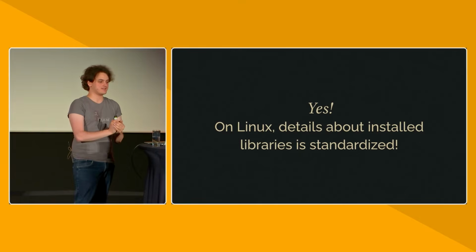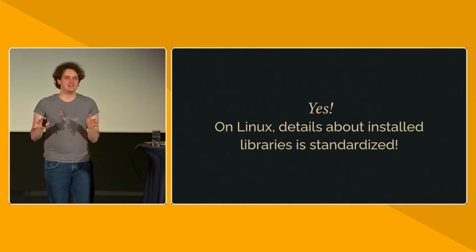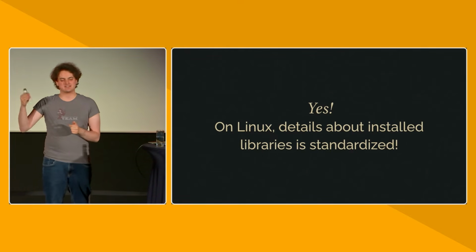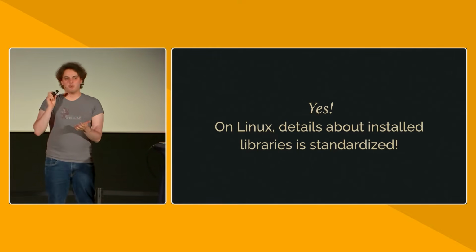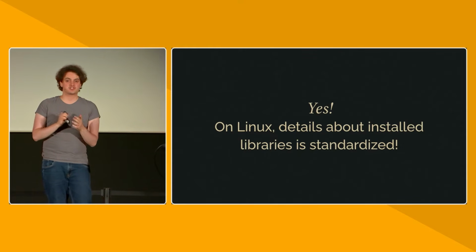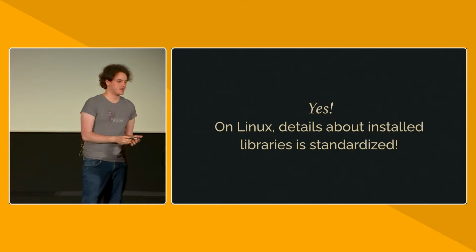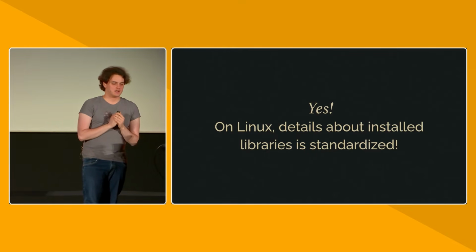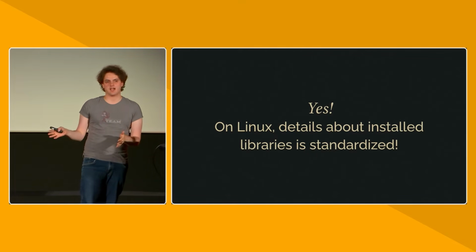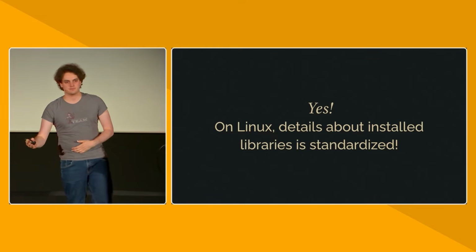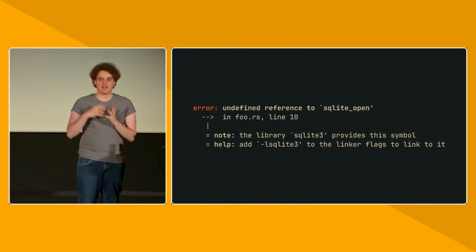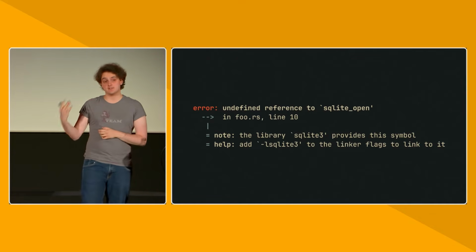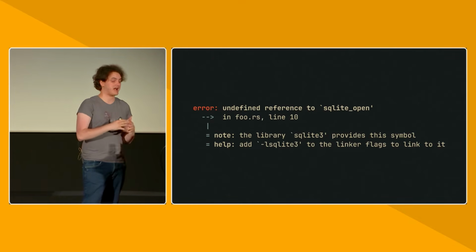Turns out we can. Because on Linux, the way libraries are installed is standardized. There is a file called pkg-config that tells you where each library is located, and this is shared across all Linux distributions. So let's say that the error was not caused by a typo, that I just forgot to link to the library. What if the linker just searches your system for libraries that contain that symbol, and tells you, hey, there's a library that actually provides the symbol you want, and here's the information on how to link to it.